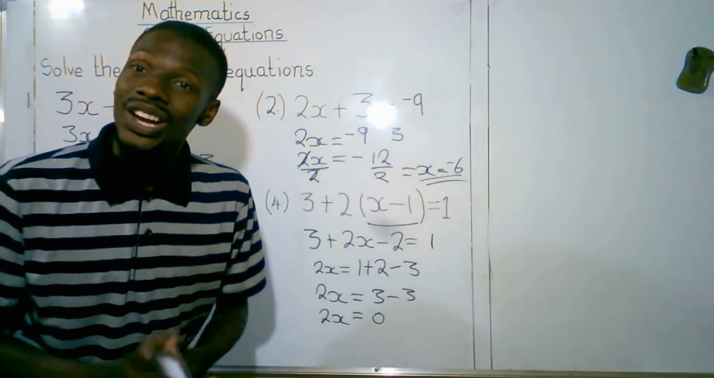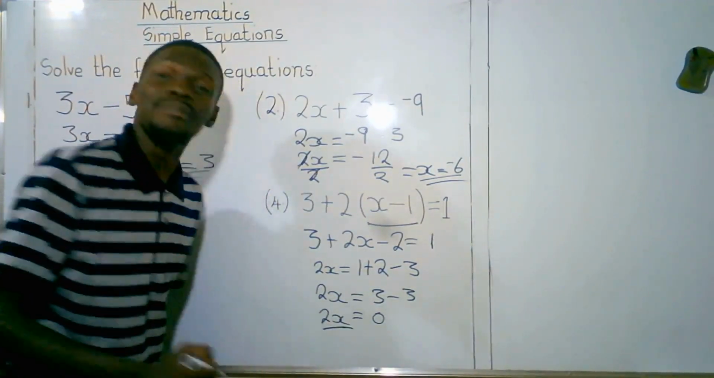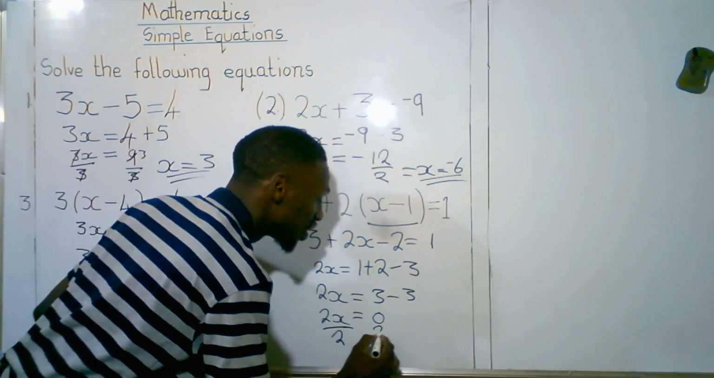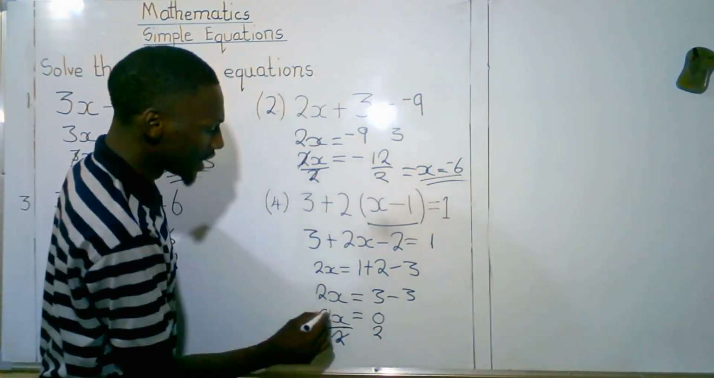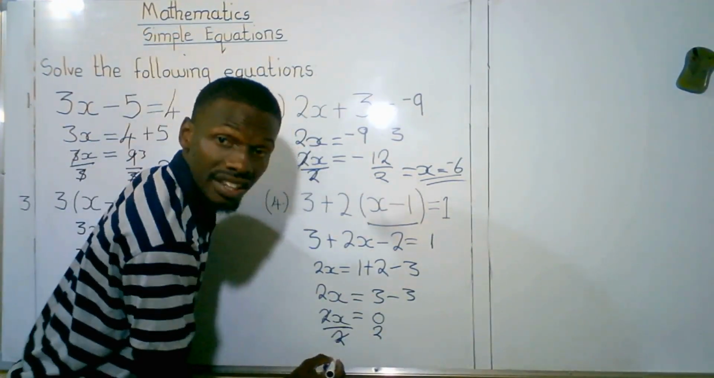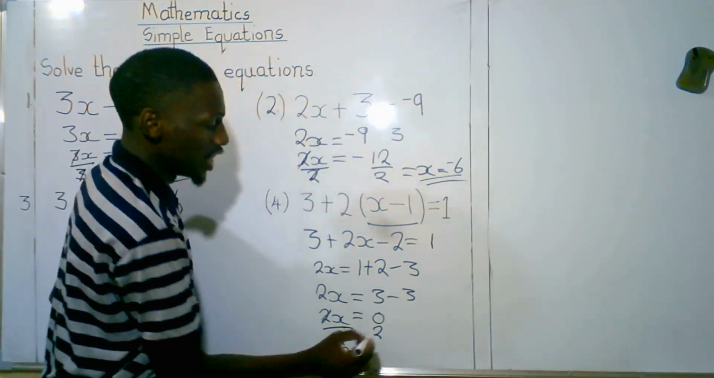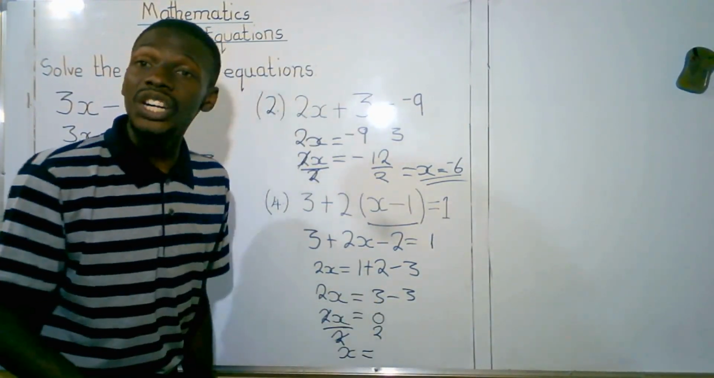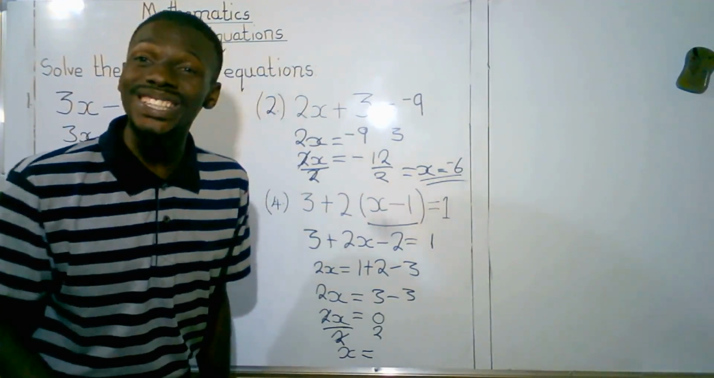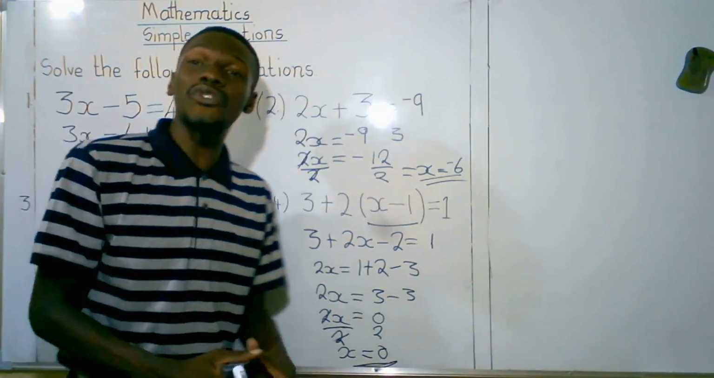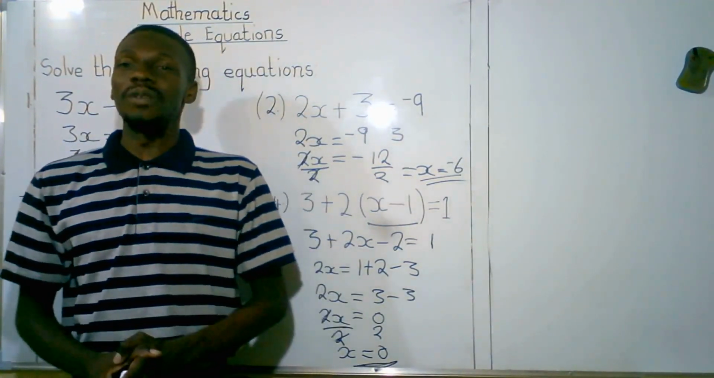Are we done? No. We want to remain with x alone. So what do we do? We share both sides by 2. 2 and 2, they cancel themselves. We remain with x equal 2 into 0. How many times can 2 go into 0? Very good, you're saying it's 0. So the value of x is 0.